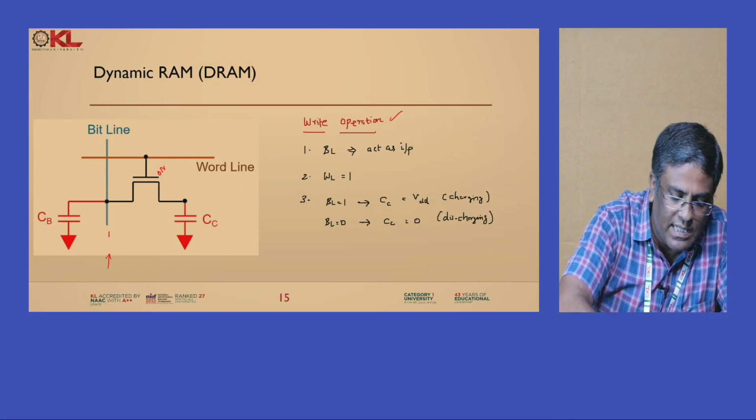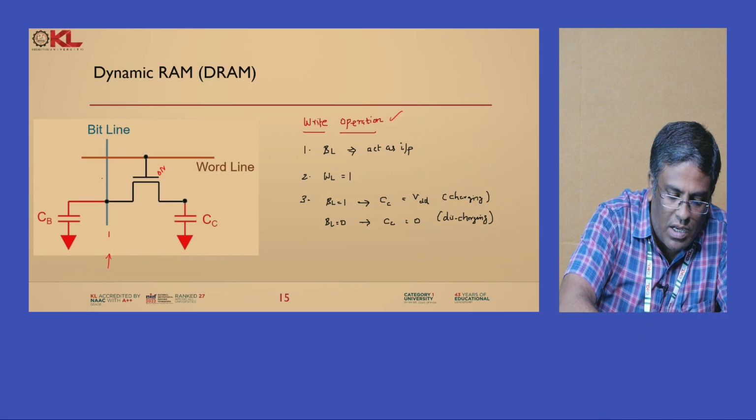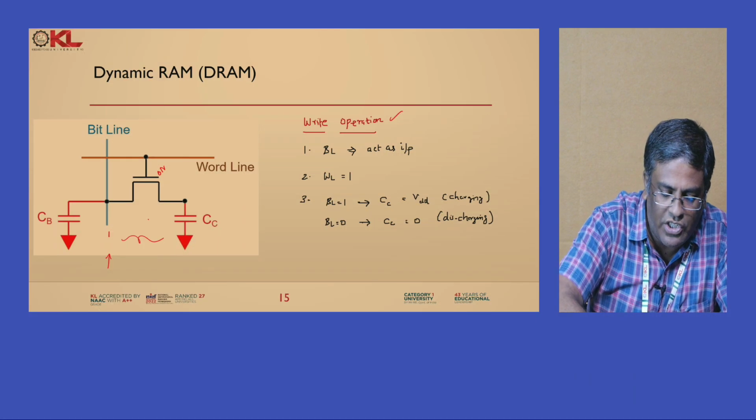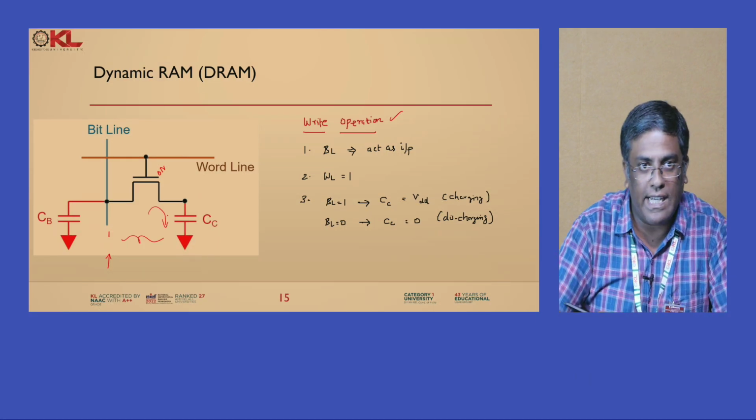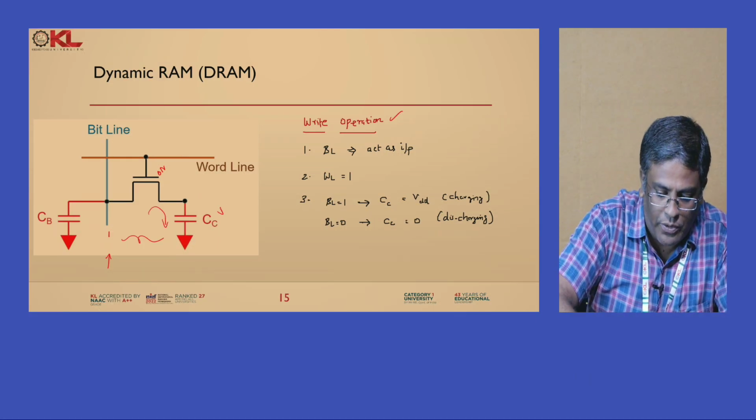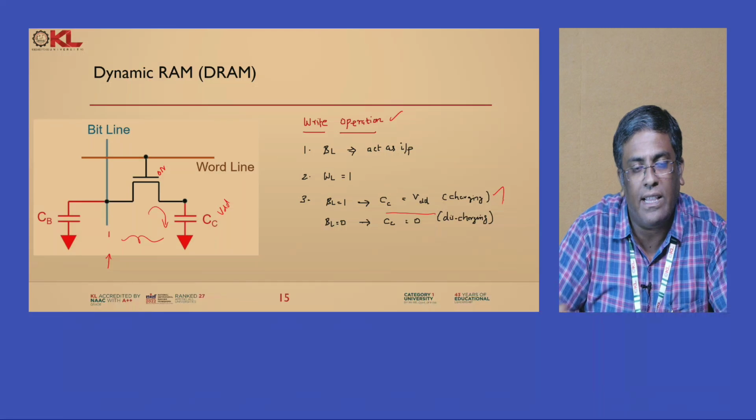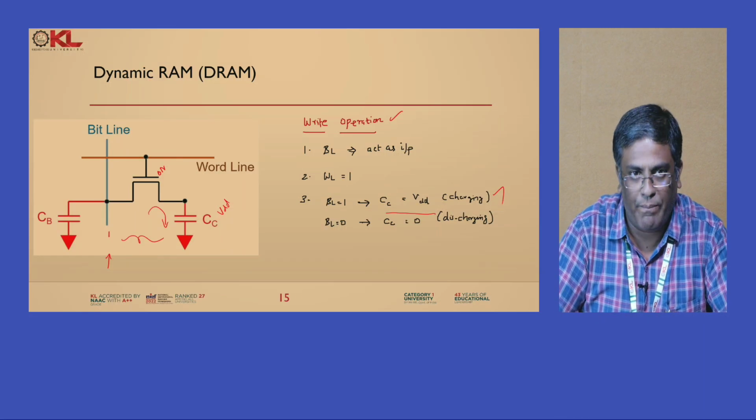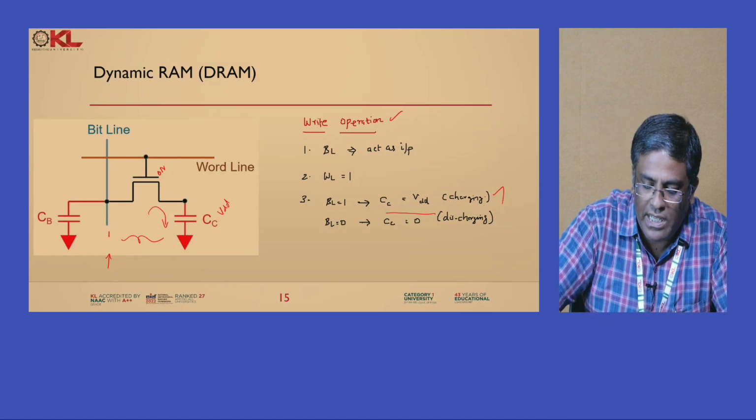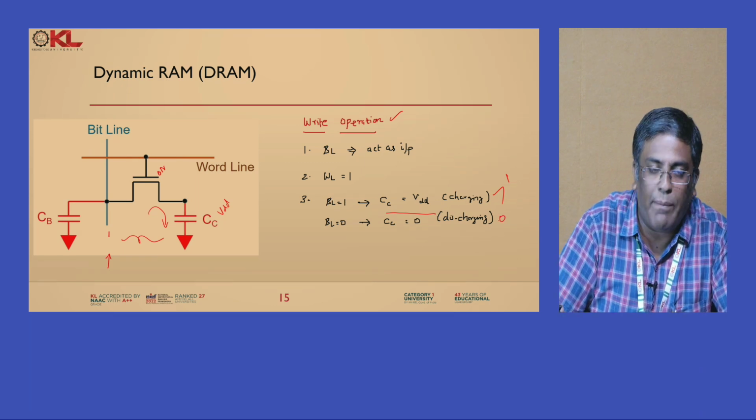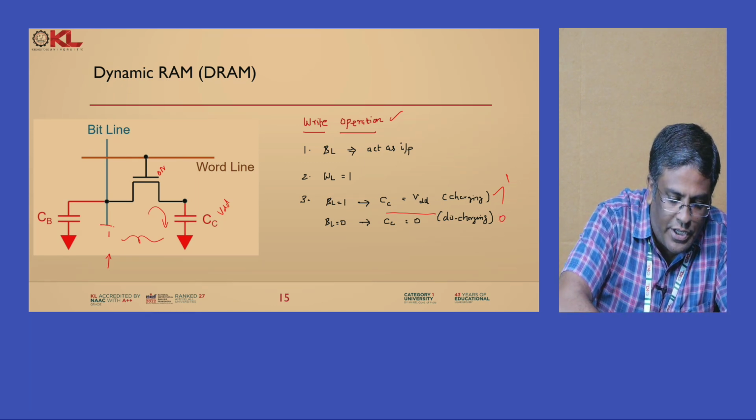Let me analyze this on your right hand side part. When this is equal to 1, the capacitor starts to get charged up to the level of VDD, so that we can see CC is equal to VDD, so it is getting charged. So we are writing 1. Let's say for example here we are writing the logic 1. Let's say I want to write logic 0. What will happen? We can make this bit line grounded.